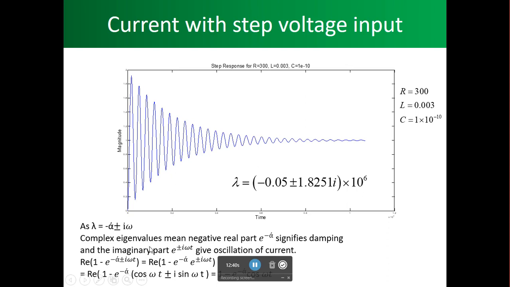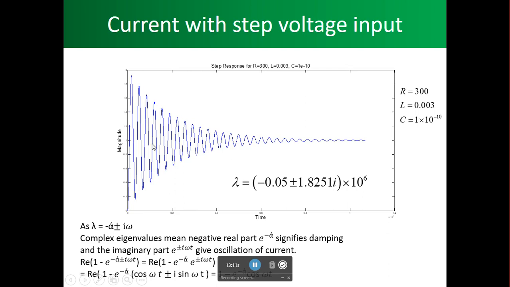We have complex eigenvalues, meaning a negative real part. If we have a negative real part, which we talked about before, it signifies damping. And the imaginary part, which is e to the plus or minus i omega t, gives us oscillation of the current. So as it oscillates, it eventually dampens out.